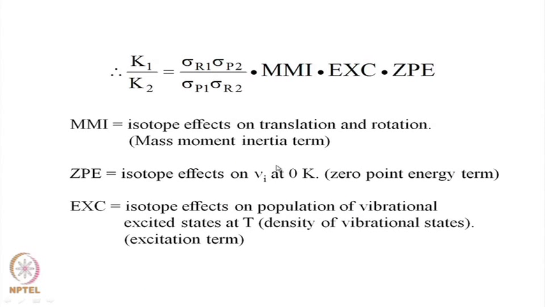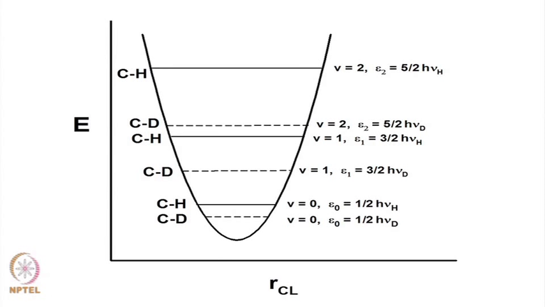So, therefore, K1 by K2 is basically your product of this mass moment of inertia term, excitation term and zero point energy term, okay, and of course, some other numbers. Now, let us look into this potential energy diagram for your CH and CD bond. I mean CH vibration and CD vibration.